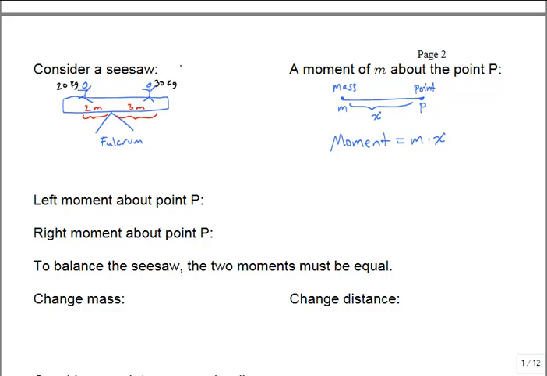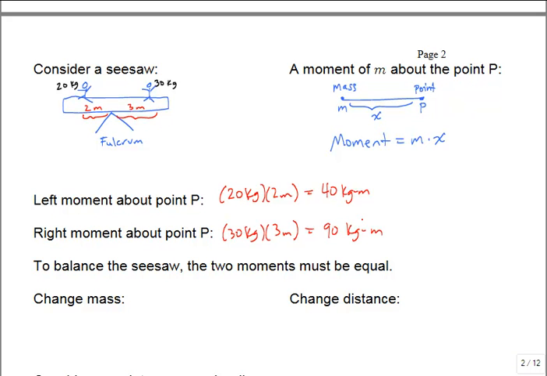If we look at our seesaw, the left moment about this fulcrum point P would be the mass of our child on the left, which is 20 kilograms, times the distance that it is away from that fulcrum, which is 2 meters. So this would be 40 kilogram meters. The right moment would be the 30 kilogram child times his distance from the fulcrum, which is 3 meters. So this would be 90 kilogram meters.